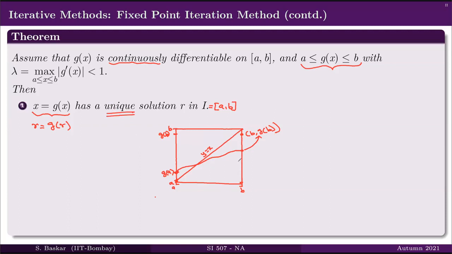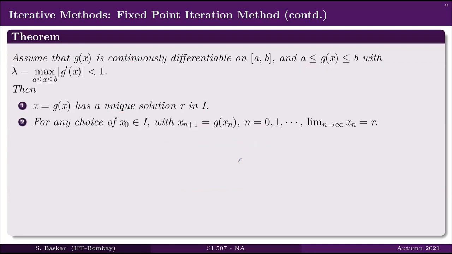Anyway, you would have done it as an easy exercise in the real analysis course. Let us go to the next conclusion, which is more relevant to numerical analysis. It says that for any choice of x0 in the interval AB, if you generate the sequence in this way, that is x_{n+1} equal to g of x_n, precisely the fixed point iteration method, then the sequence will converge precisely to the unique fixed point R. That is what the statement says, which is also what we precisely want to prove.